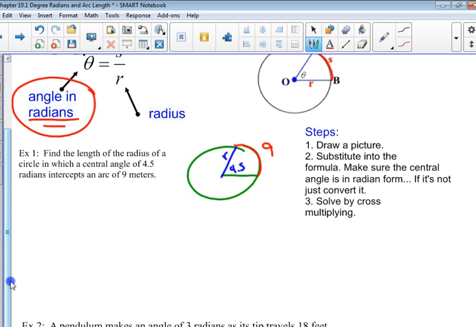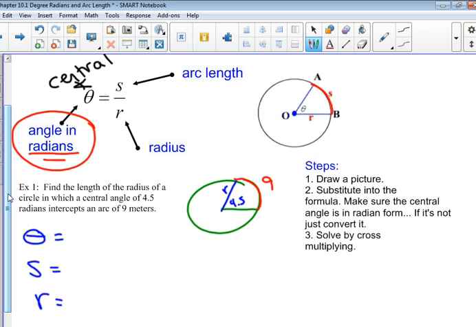And again, if you don't need to draw a picture, that's fine. If you are okay with just figuring out what the central angle is, what the S is, and what the R is, and plugging it in, that's totally fine too. So which one of these do you think is the central angle? 4.5. Great. And which one's the arc? 9. Good. So S is the arc, and we don't know the radius. You can keep that as X if you want, or whatever you want.